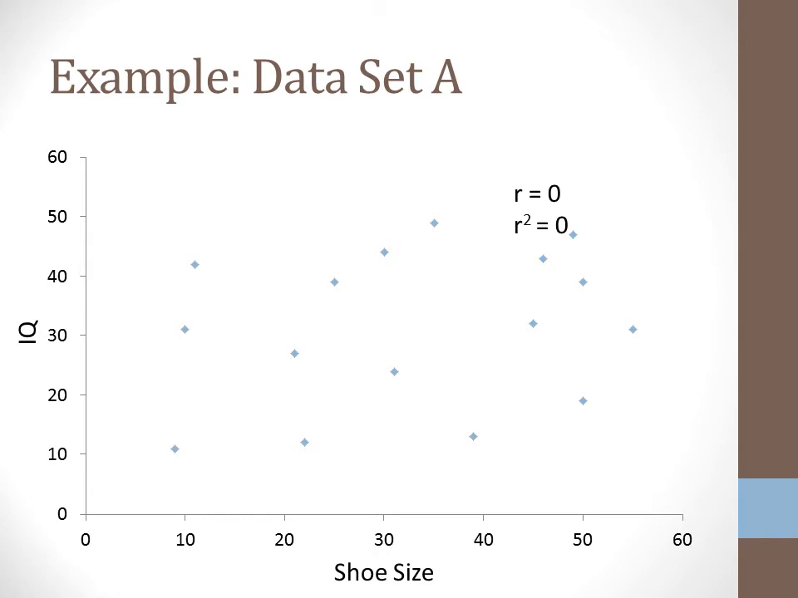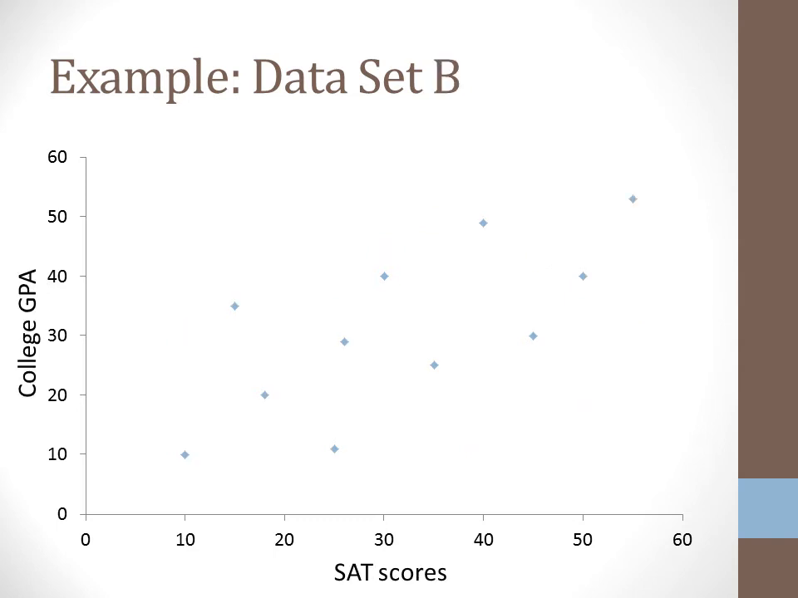So in this case, the two measurements are completely independent and there is no overlapping information between them. Based on the way we worded things before, we can say that 0% of the variability in the IQ can be attributed to the relationship between IQ and shoe size. Now let's take a look at data set B. Data set B is looking at college GPA and SAT scores.